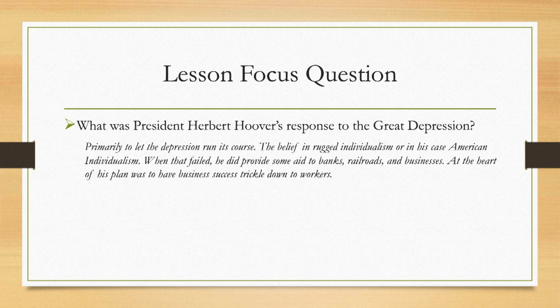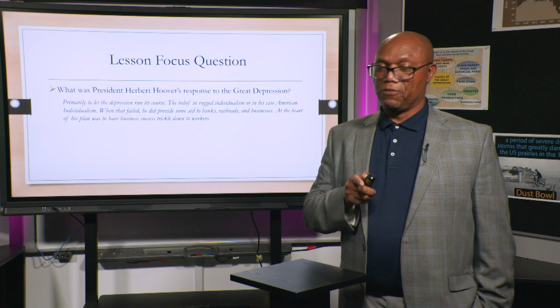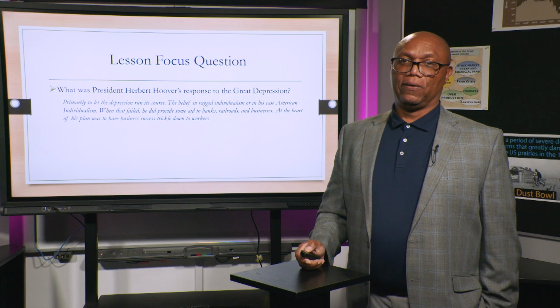He believed in this idea of rugged individualism, or in his case, American individualism. When that failed, he did provide some aid to banks, railroads, and businesses. At the heart of his plan was to have businesses' success trickle down to workers. And as we said, that trickle down effect did not work.